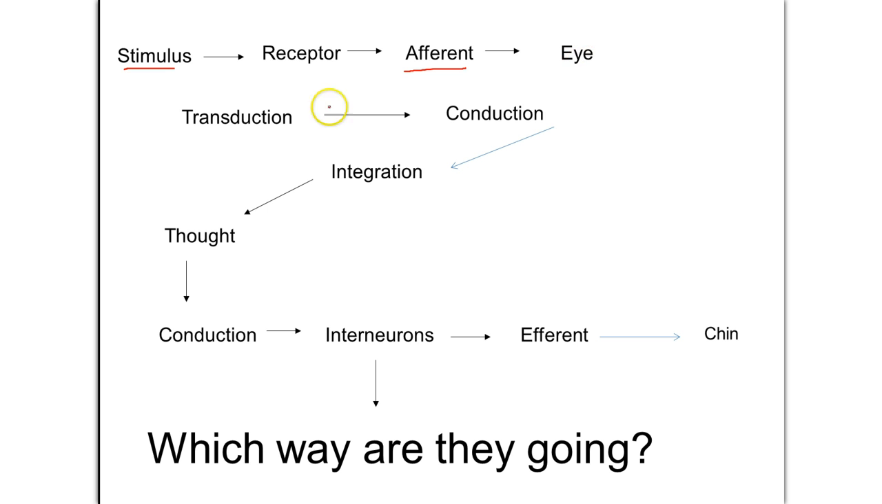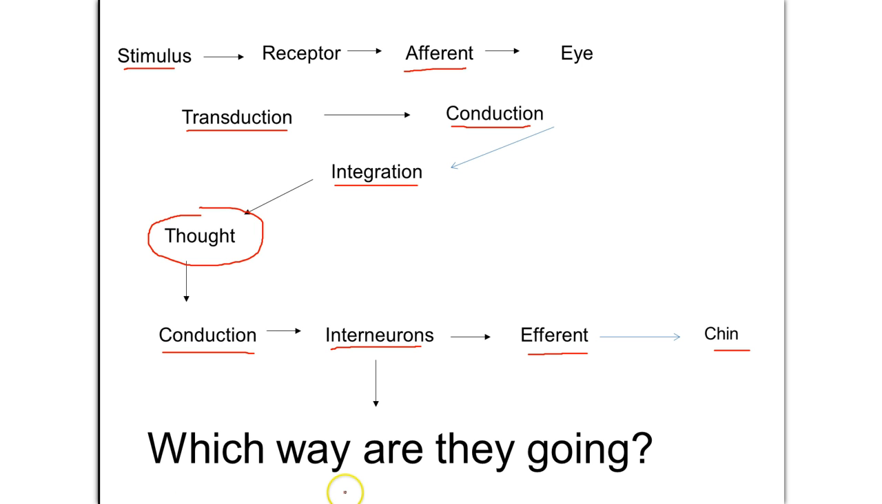Within the eye, it is going to then transduce, which means that it changes it into energy that neurons can read. We can then have conduction, which is the speed of transferring information. We need to integrate all that information, and all those steps then create a thought. We now need to send it back out, right? We have the conduction, the speed of sending information. We are going to have that sent to interneurons that are going to disperse it to the correct places, right? We have efferent motor. So you're going to scratch your chin and say, which way are they going?